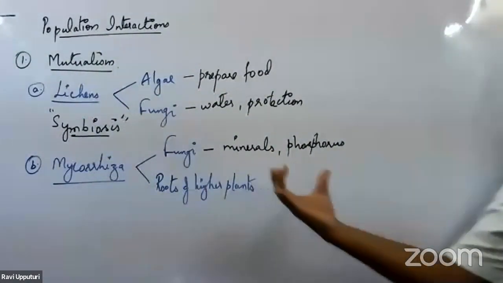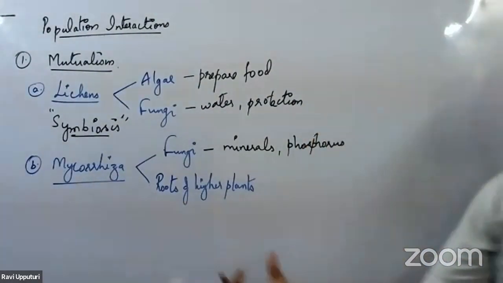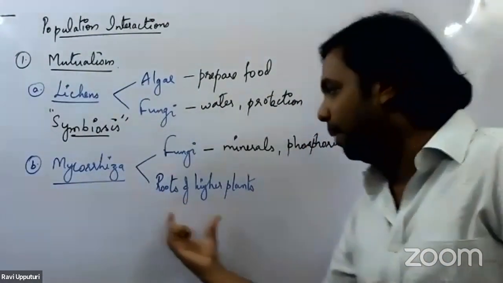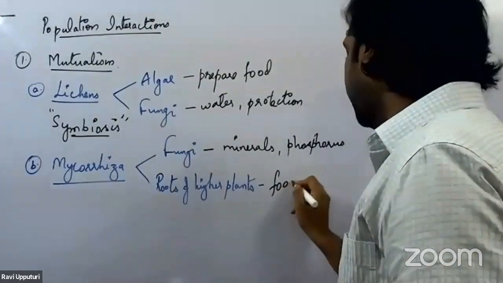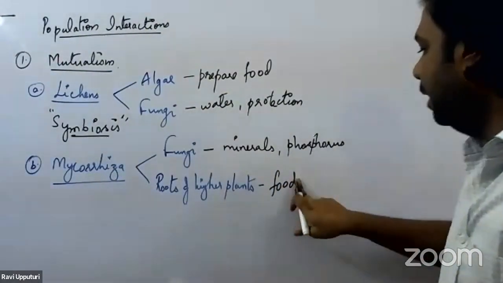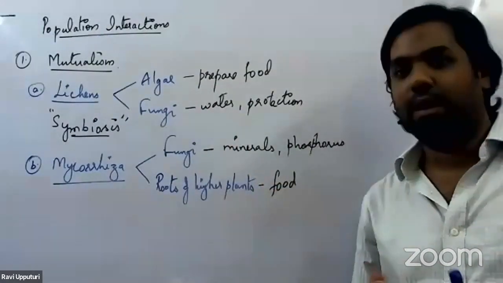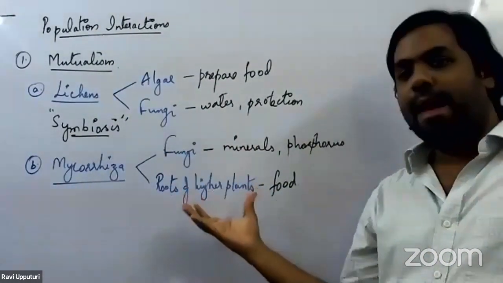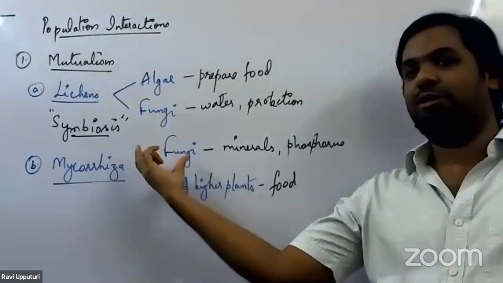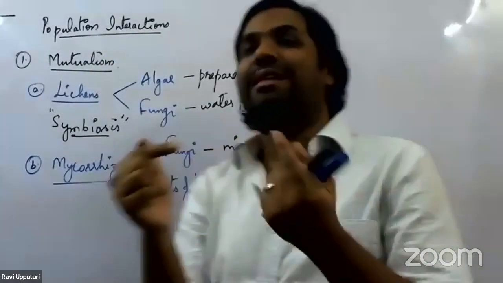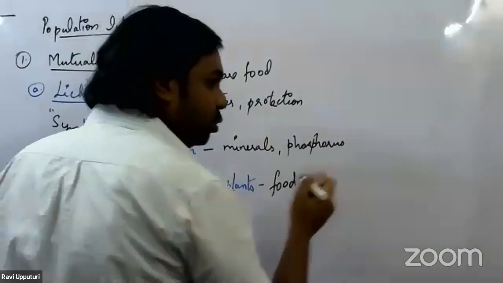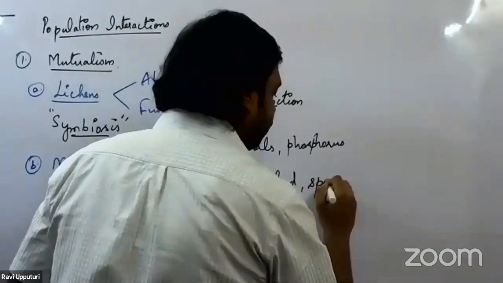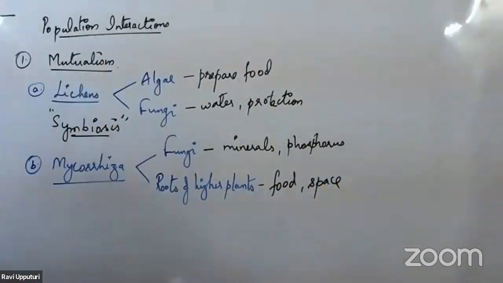In turn, what are the plants actually doing here? The plants prepare the food and give the food to the fungi. So again, there is a mutualistic interaction taking place, and the roots of the higher plants also provide space for the growth of the fungi.